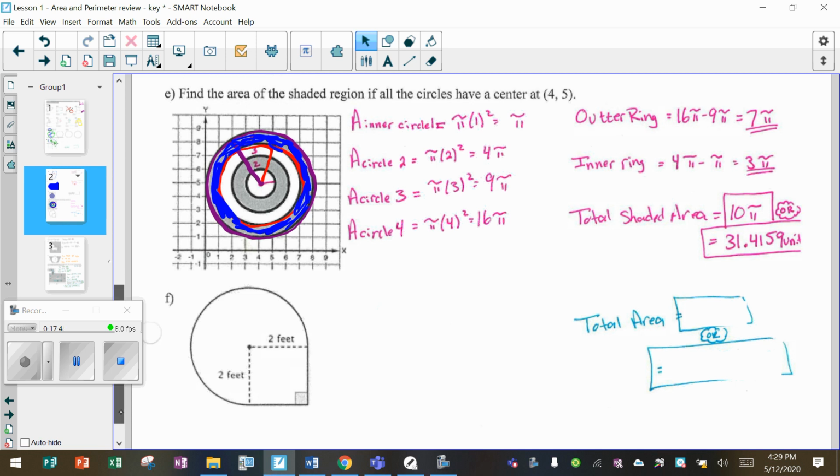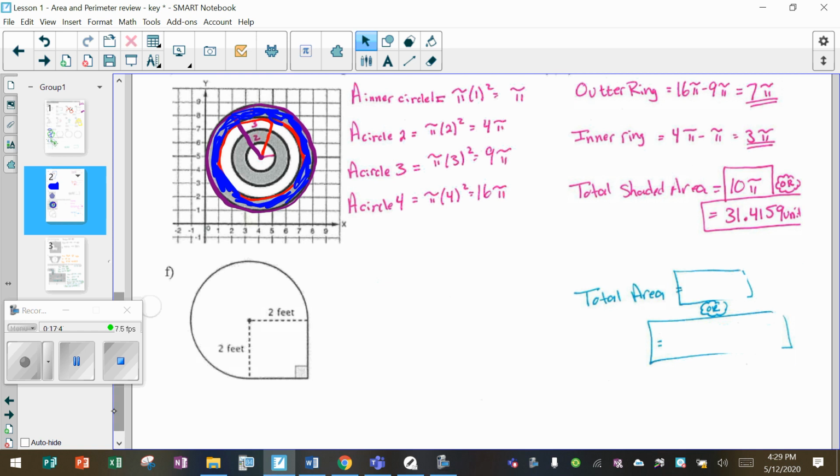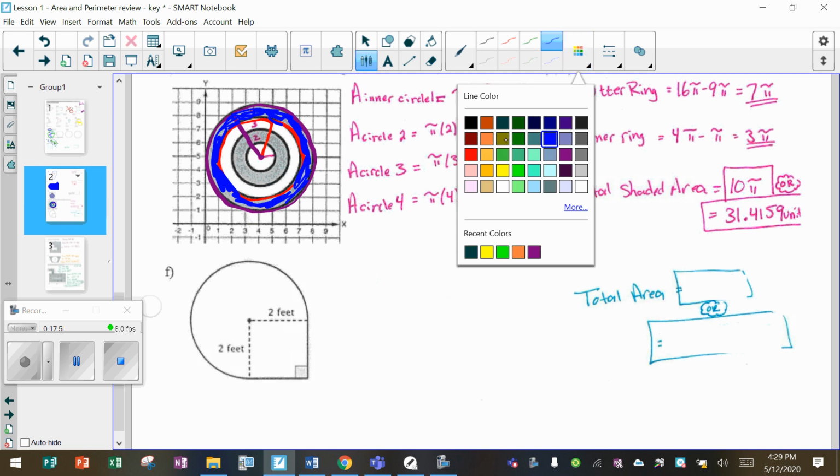If you tried that on your own and you got it, that's fantastic. If you tried it on your own and you didn't get it, that's okay. Hopefully you see what mistake you made. That's called learning, finding your mistakes and figuring out what not to do next time.